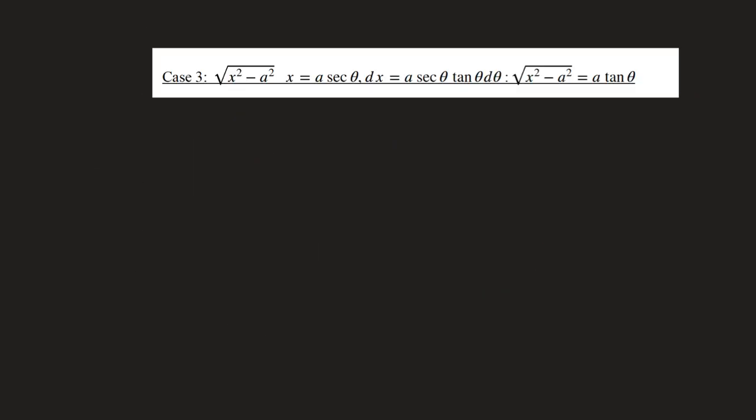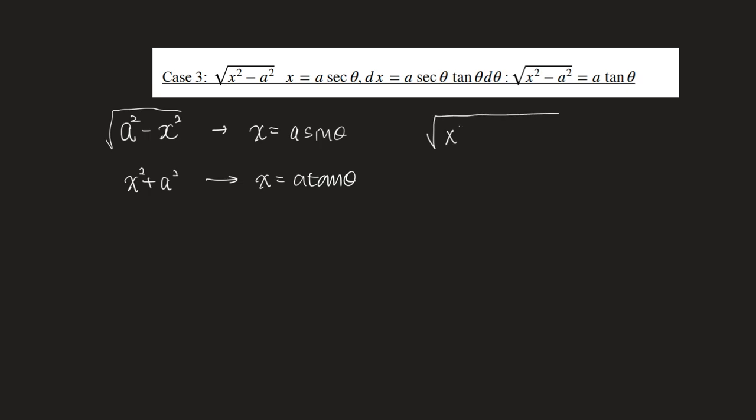Now is case 3. In the previous slides, we did the square root of a squared minus x squared form, where x is a sine theta, and the x squared plus a squared form, where x is a tangent theta. This is the last one: the x squared minus a squared form, where you substitute x equal a secant theta. The derivative of secant theta is a secant theta tangent theta. Let's plug in the x value here.